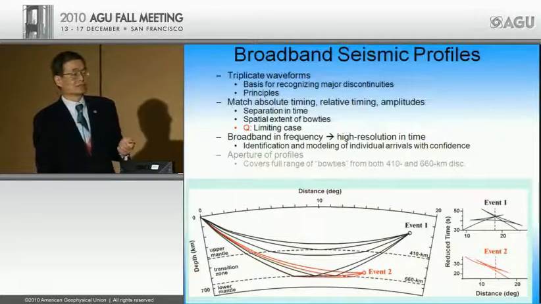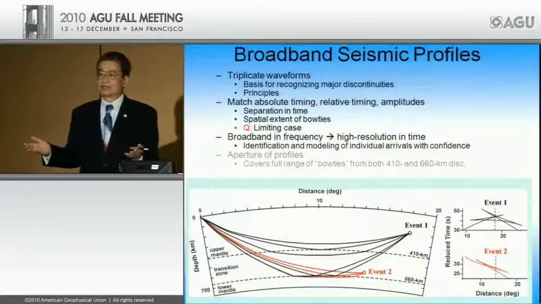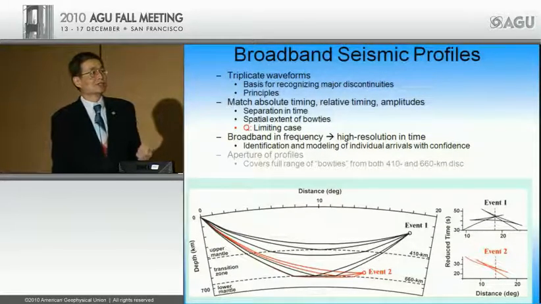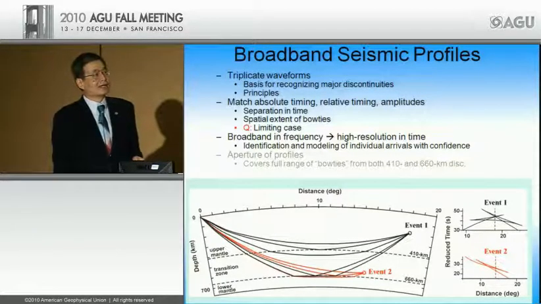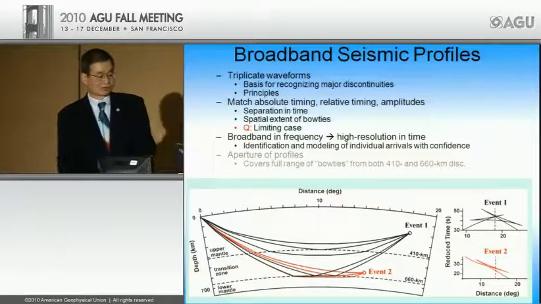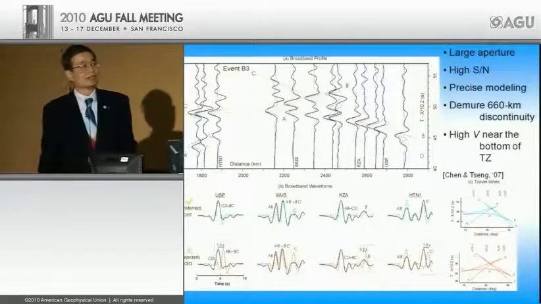Now, one word about broadband seismology. If we make our observations over a broad range of frequencies, what that means is simply that we have very high resolution in time. This allows us to identify individual arrivals with quite a bit of confidence. So let's look at some real data.